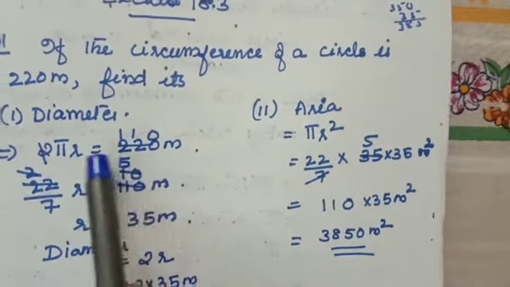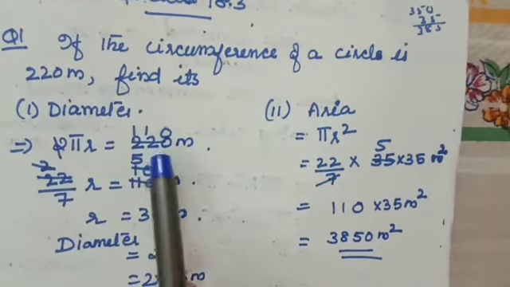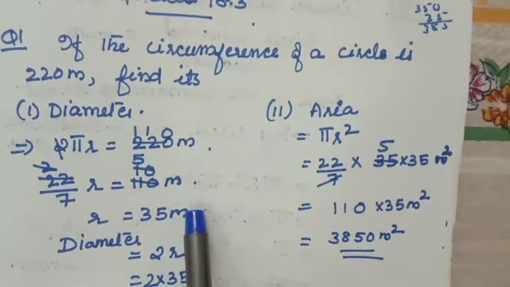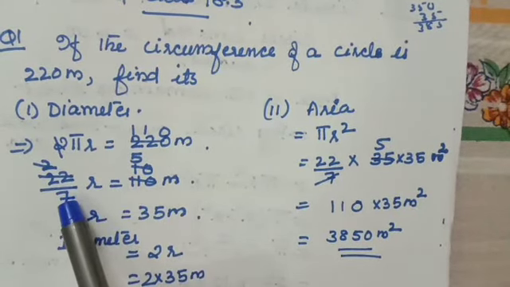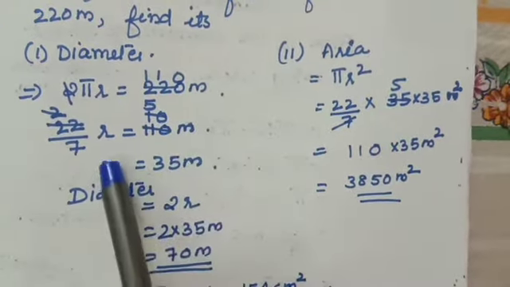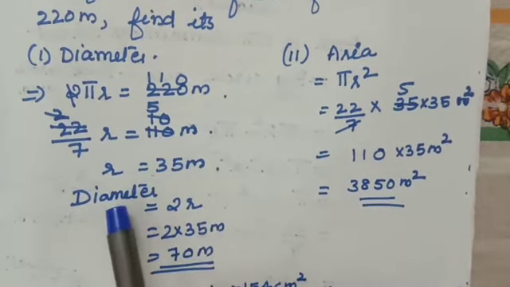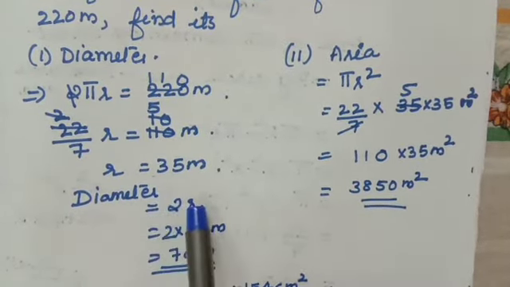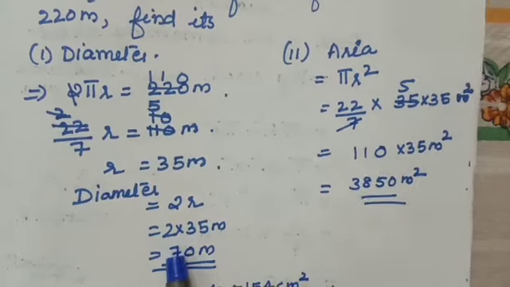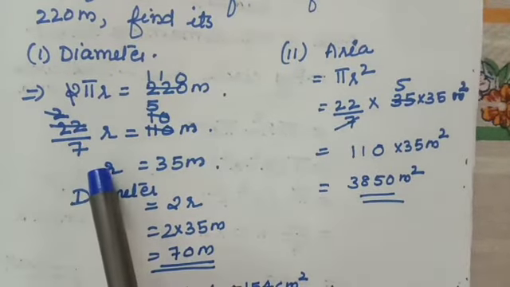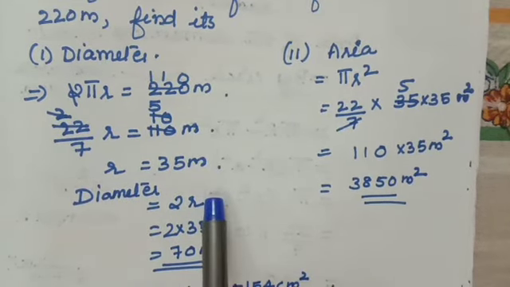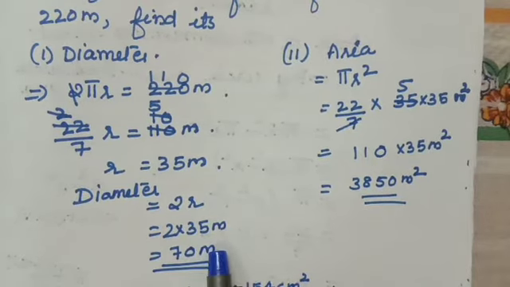Circumference is 2 pi r, given as 220 meter. Cutting off, you will get r equal to 35 meter, because the 7 in the denominator moves up, then 7 into 5 is 35 meter. Radius you found. Now diameter equals 2 into radius. 2 into 35, that is 70 meter. I hope everybody is clear. R equals 35 meter. You know diameter equals 2 into radius, 2 into 35, that is 70 meter.